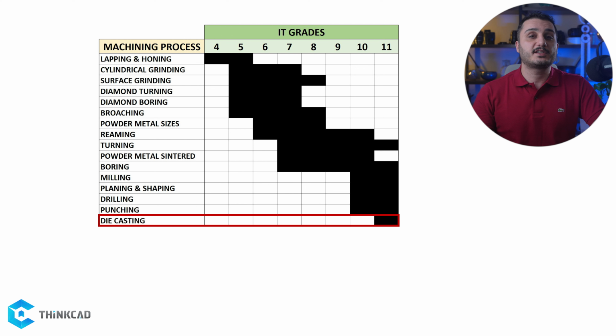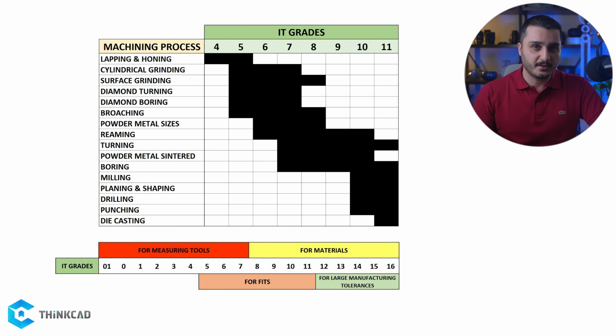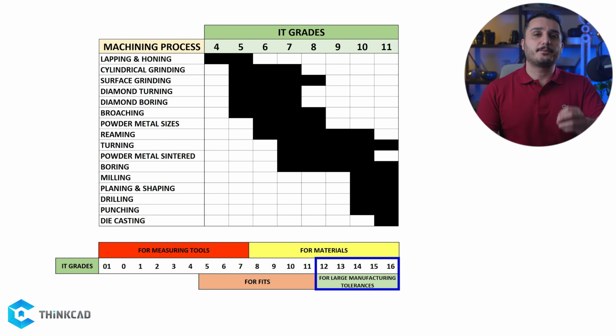Another very important piece of information is this chart here. This chart tells us measuring tools are manufactured using IT grades of 7 or lower, and non-measuring tools, typically called materials, use IT grades of 8 and above. Fits use IT grades of between 5 to 11 based on the fit type and nominal size. Larger manufacturing processes provide IT grades of 12 and above. You get the point.